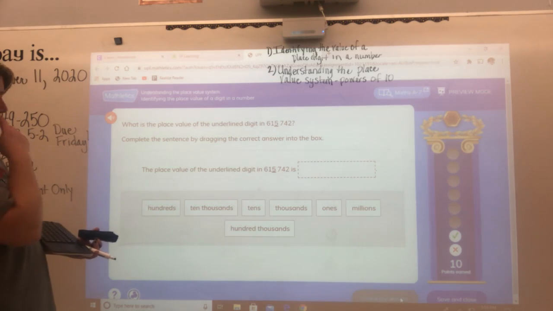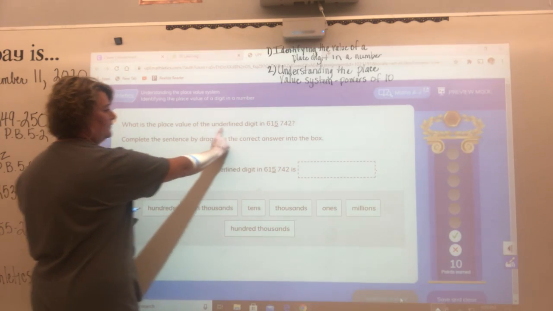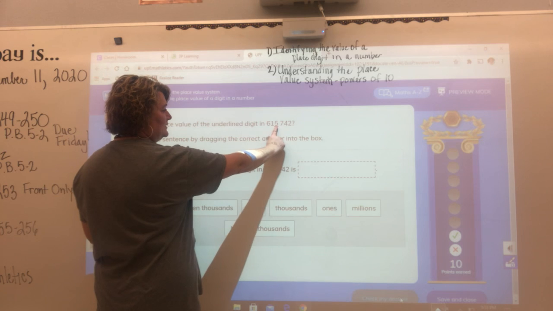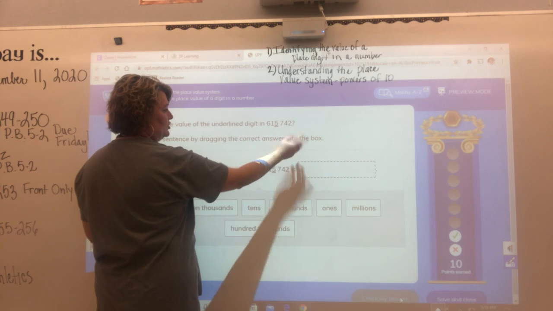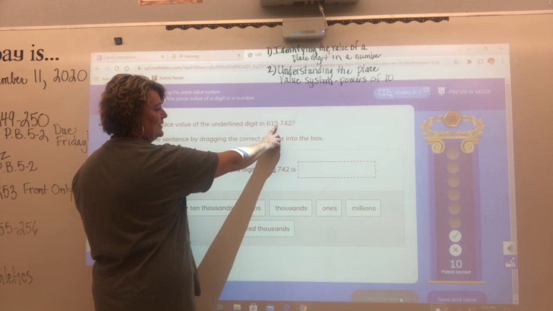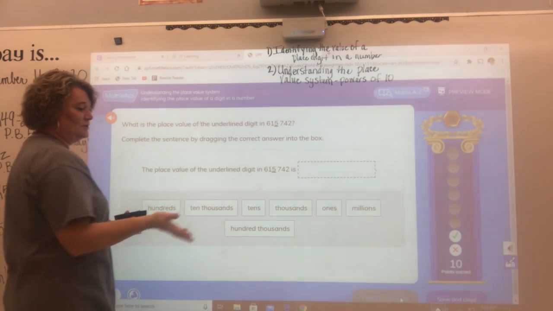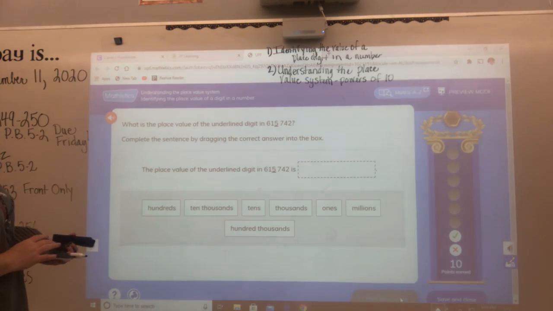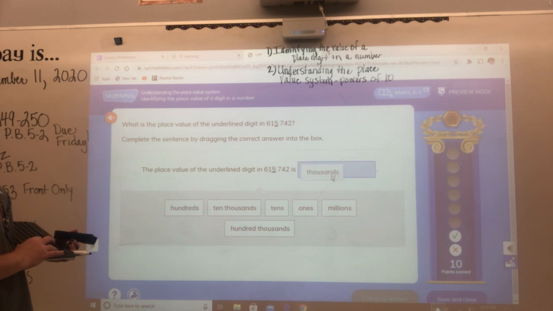Now this is a little different. You're actually going to have to drag some box. So what's the place value of the underlined digit in this number? Ones, look at your cheat sheet. Ones, tens, hundreds, thousands. But there's a 5 in it, so 5,000s. That isn't down here, so I'm assuming they just want you to do thousands. And you're just going to slide it like that.